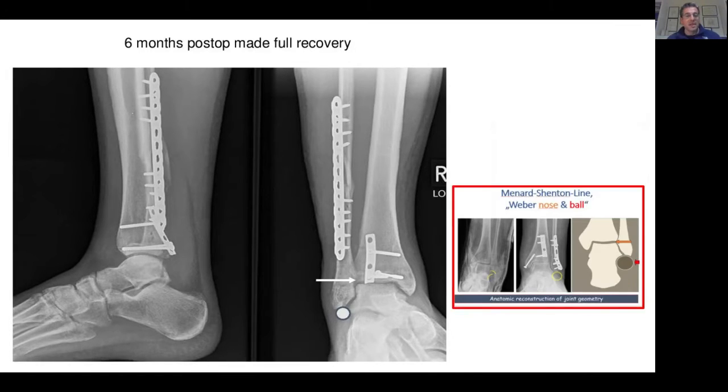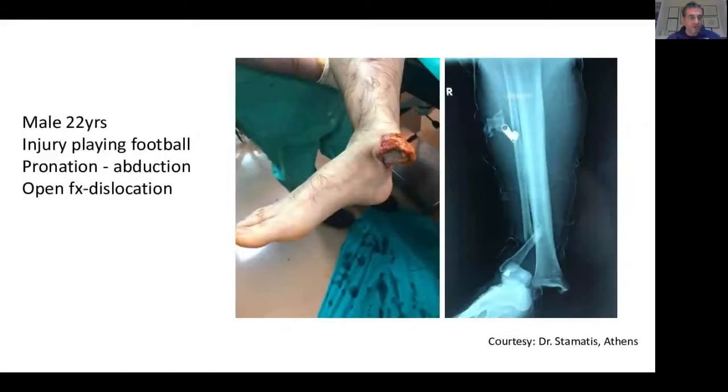So this is the geometry of a normal ankle joint, with this little line like a Shenton line in the distal fibula. So you can look this up and check all your X-rays and see if you have reduced the fibula anatomically when you do your fracture reductions.